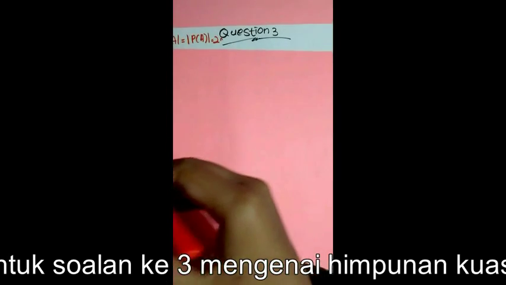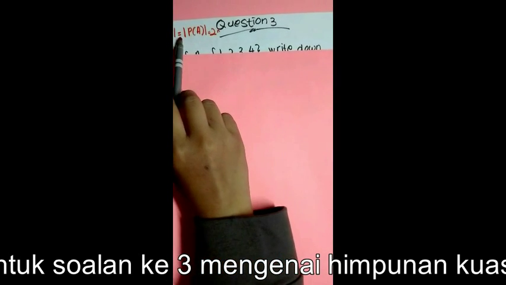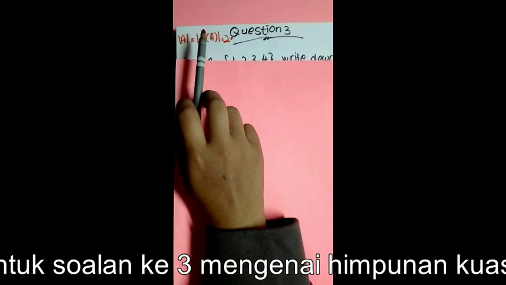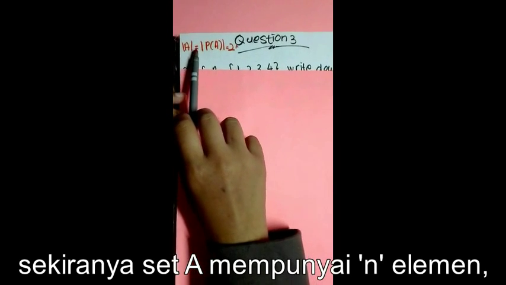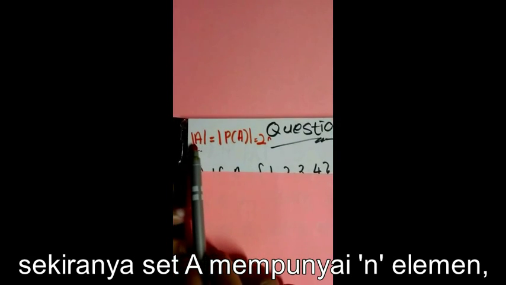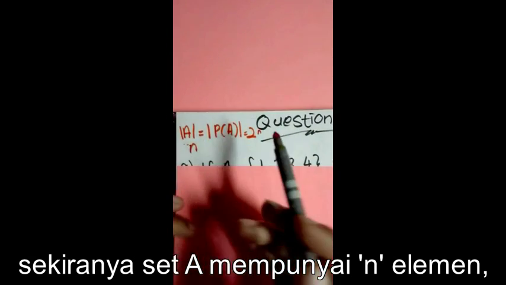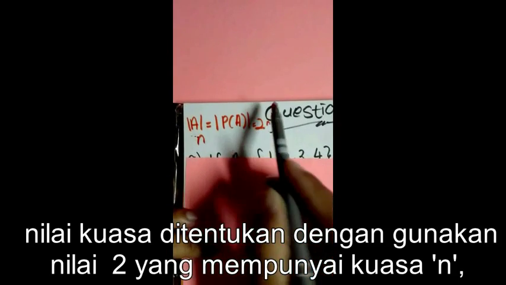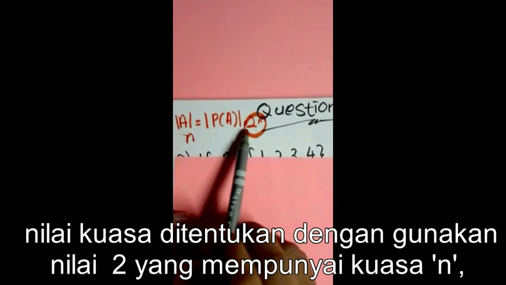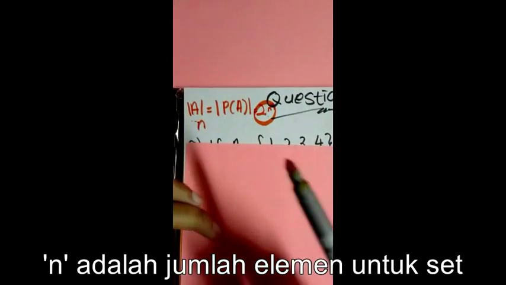Alright, for the equation A, we discuss power set. Power set, we will know the value of power set by description if set A has n elements, so we know the value by defining 2 to the power of n, which n is the amount of elements in the set.